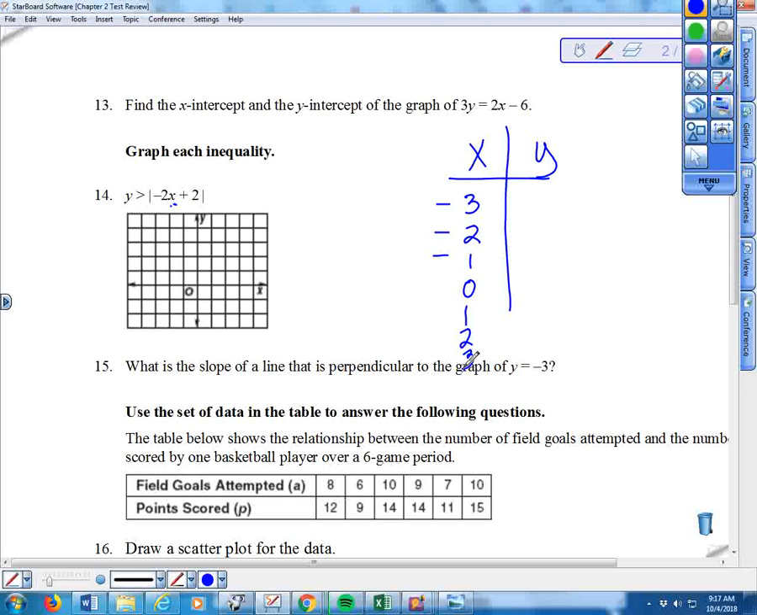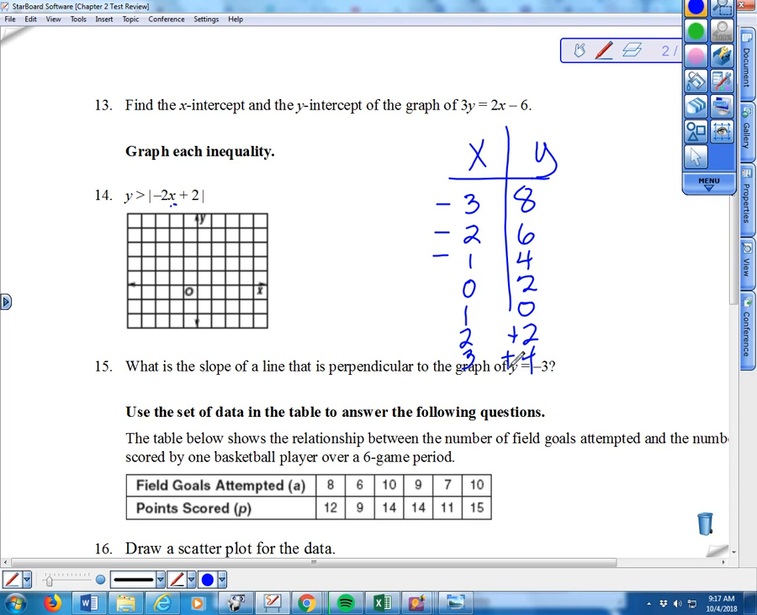So when x is -3, I get 6 plus 2 is 8. When x is -2, I get 4 plus 2, which is 6. -1 is 2 plus 2, which is 4. 0 is 2. 1 is 0. 2 is -2. 3 is -4. Everybody see that? But these can't be negative, right? Because it's absolute value.